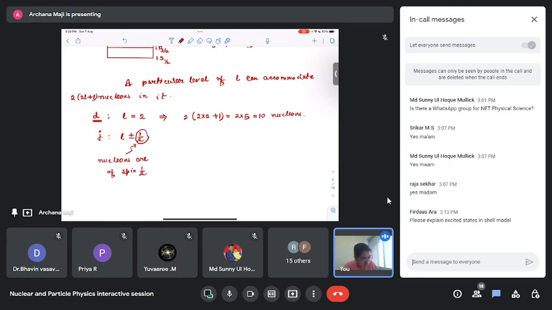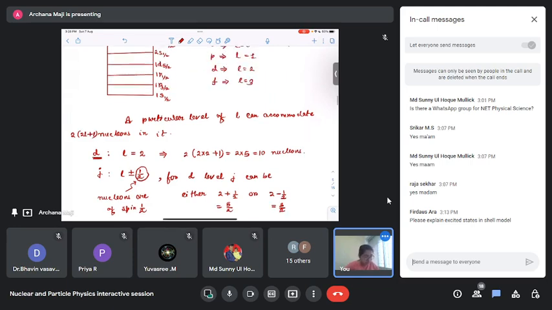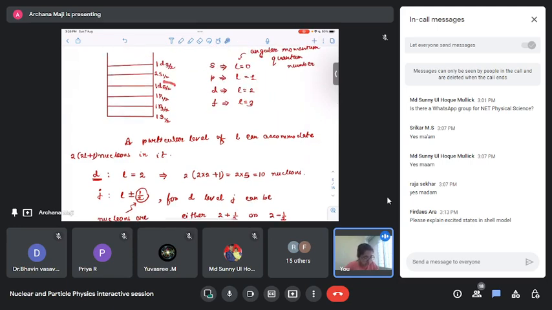So for D level, the J value can be either 2 plus half or 2 minus half. So 2 plus half is 5 by 2 and 2 minus half is 3 by 2. Okay, that's why for D we have 1D 5 by 2 and 1D 3 by 2.